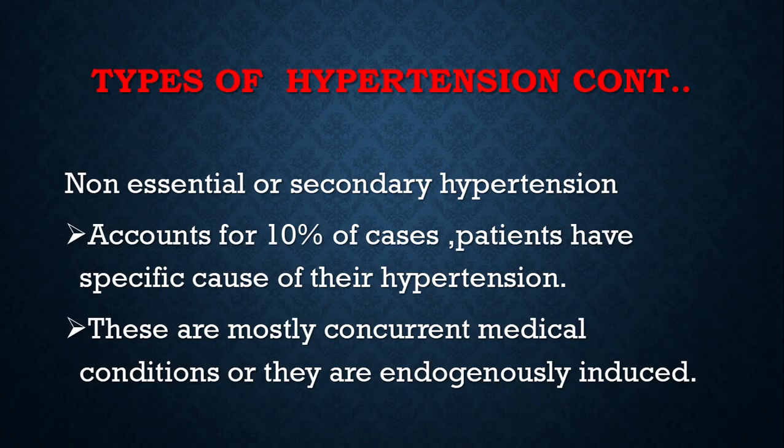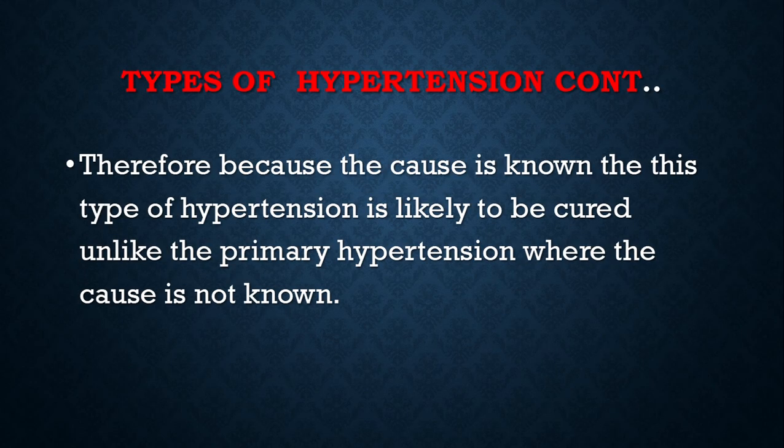So the cause would be due to another medical condition. This simply means that because the cause is known, this type of hypertension can be treated completely. Because the cause is known, it is likely to be cured, unlike in primary hypertension, where we do not know what is causing the blood pressure to increase.